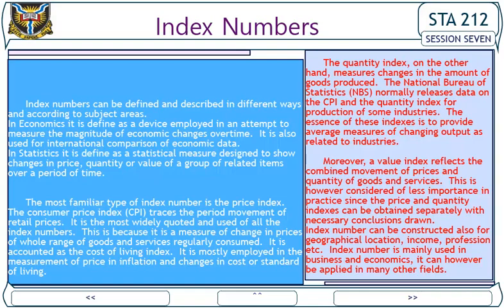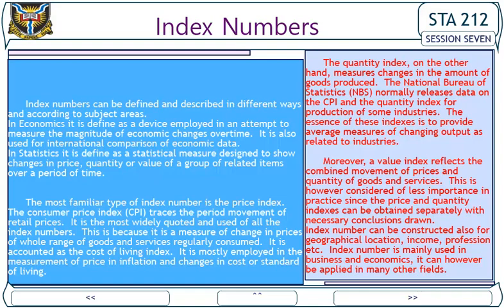The Consumer Price Index (CPI) traces the period movement of retail prices. It is the most widely quoted and used of all the index numbers. This is because it is a measure of change in prices of all range of goods and services regularly consumed. It is accounted as the cost of living index. It is mostly employed in the measurement of price inflation and changes in cost or standard of living.